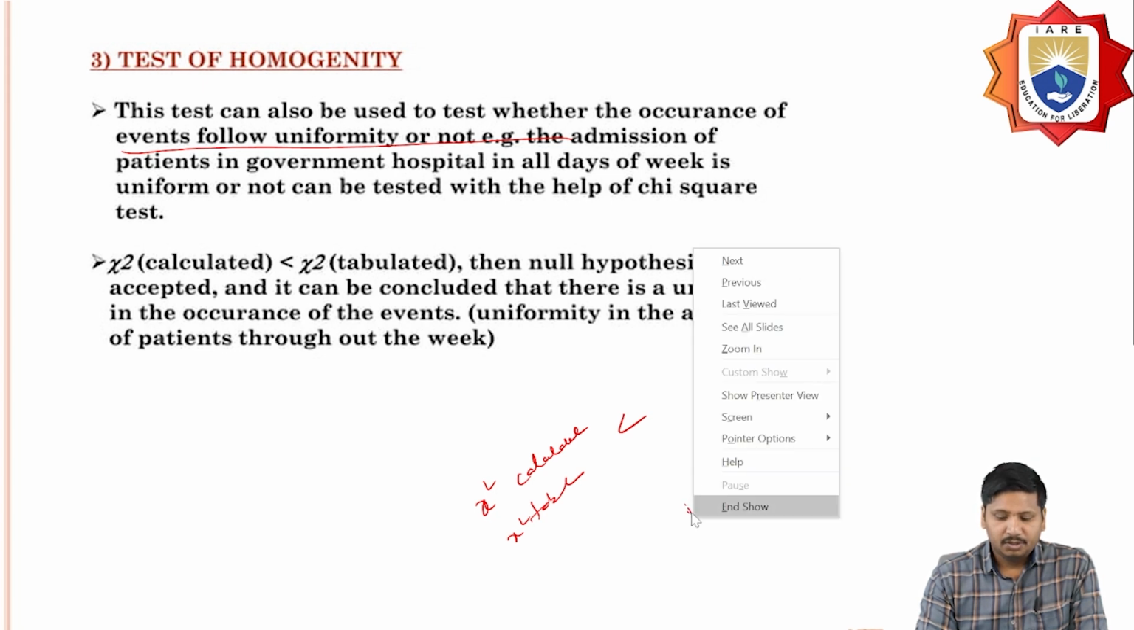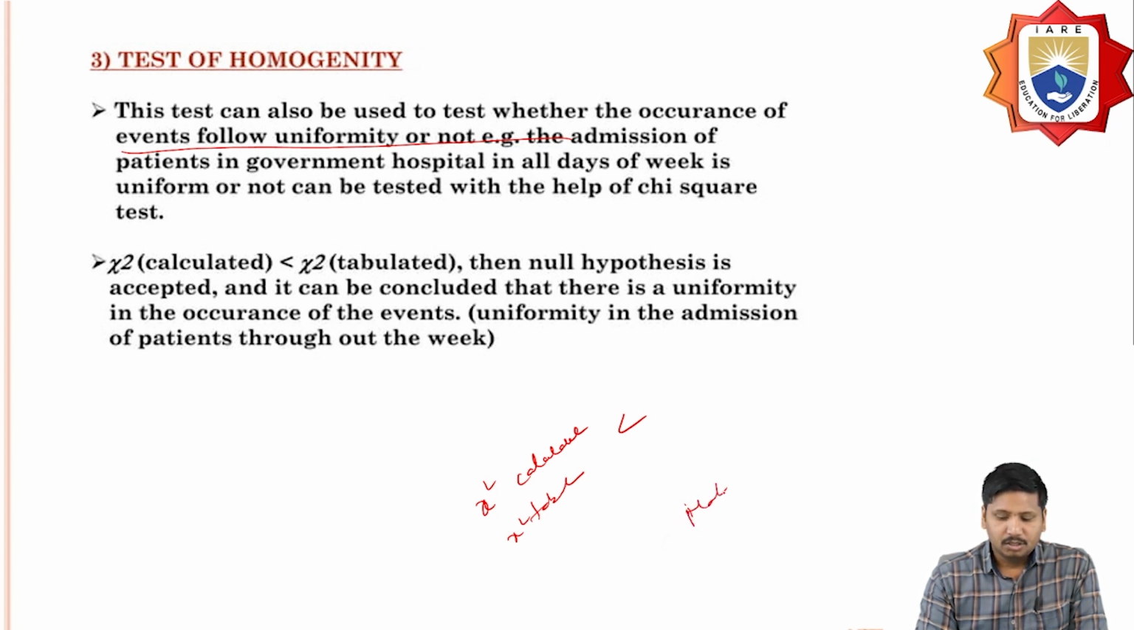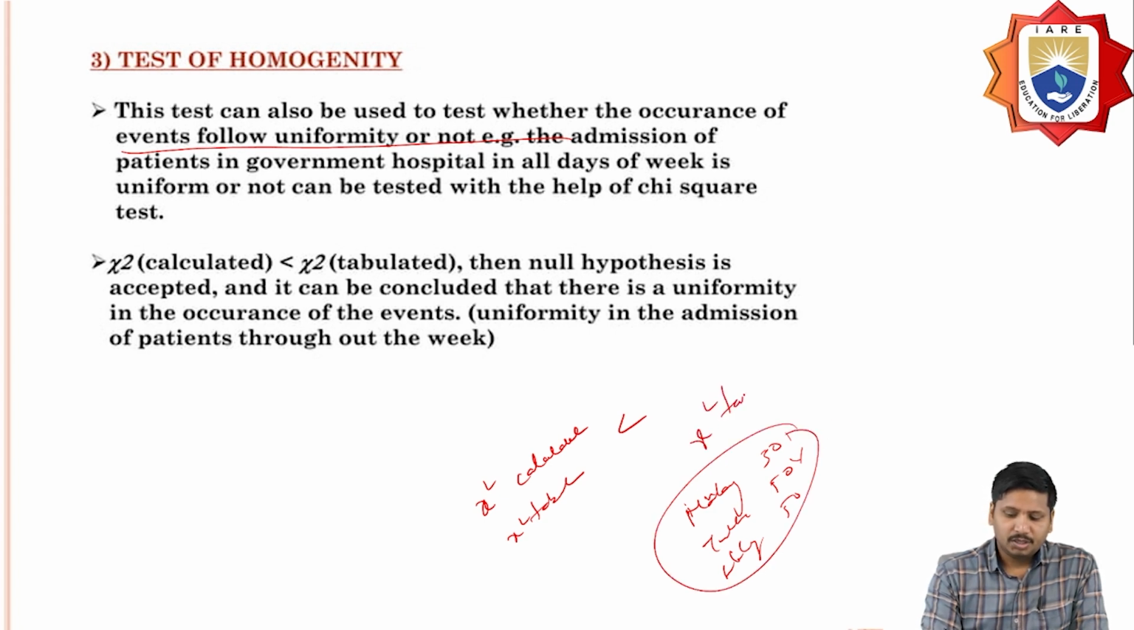Suppose on Monday the number of patients admitted is 50. On Tuesday, it should be 50. Wednesday, it should be 50, like this. So I have to check the uniformity of the patients, whether on all the days it should be the same or not. So in this case, I can perform the chi-square test.